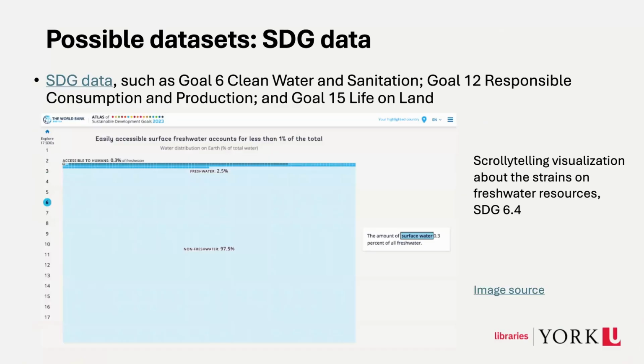So to explore a little bit more about that, we thought that it might be useful to share some examples of what others have done with these data sets. So here is a still, it's just a screenshot, but this visualization actually is scrollytelling. So as one scrolls down the web page, you get an interactive visualization. And so this shows the SDG 6.4 goal. It's about the strains on freshwater resources, and it will show how much of our water on Earth is really non-fresh water, and how little of it is actually potable for humans.